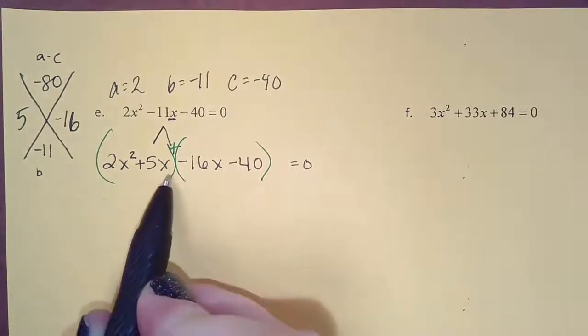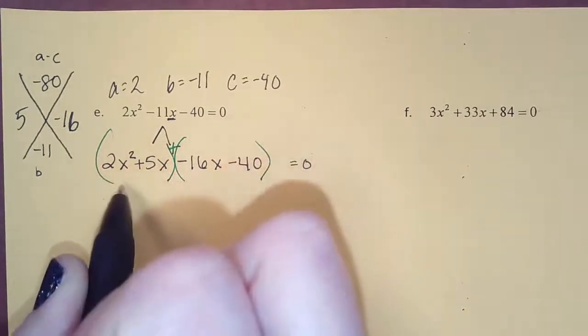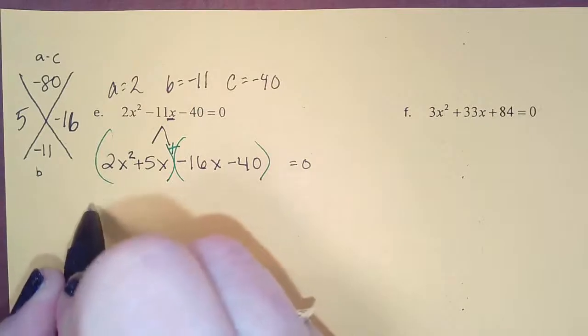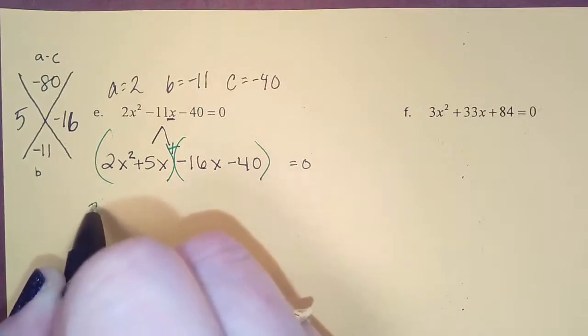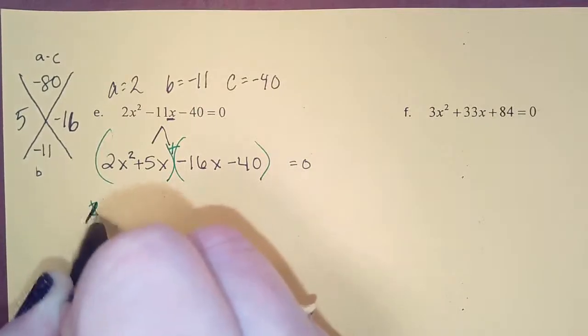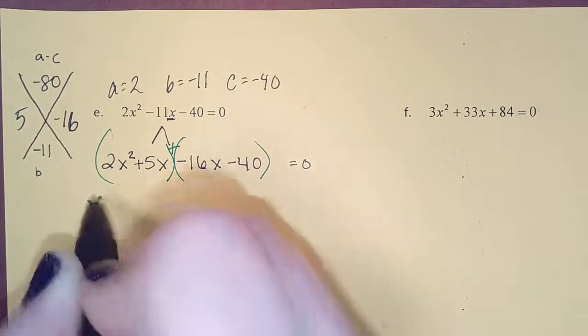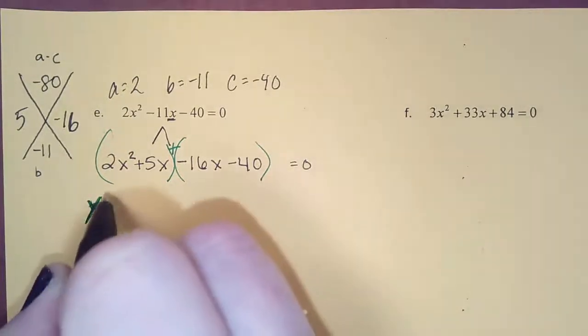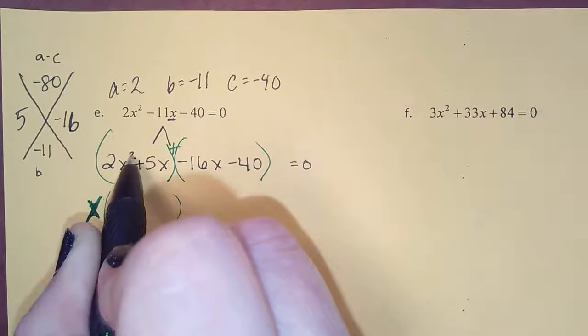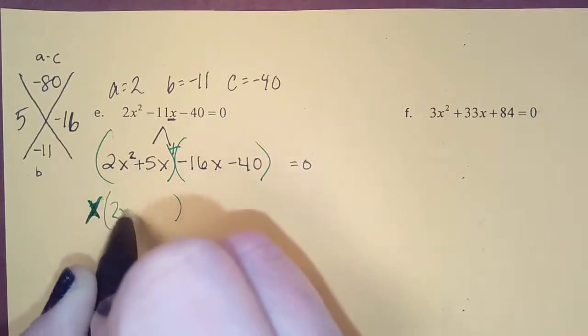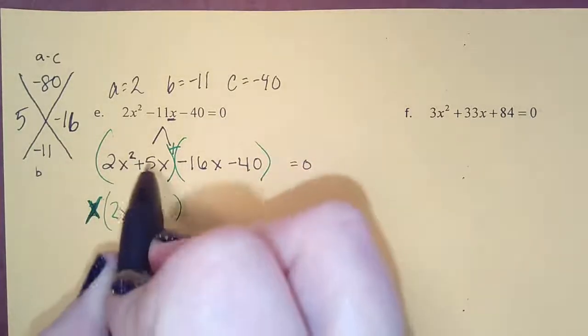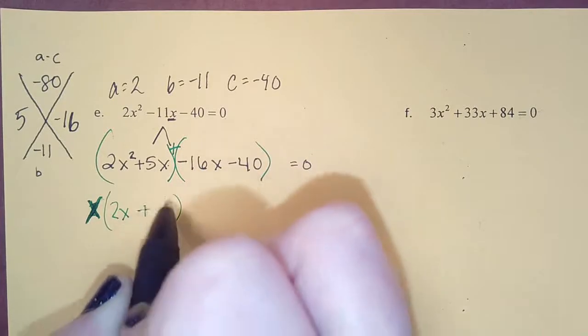What can I divide out here? Well, I cannot divide out any whole number, but I can take out an x. 2x squared divided by x is 2x. 5x divided by x is positive 5.